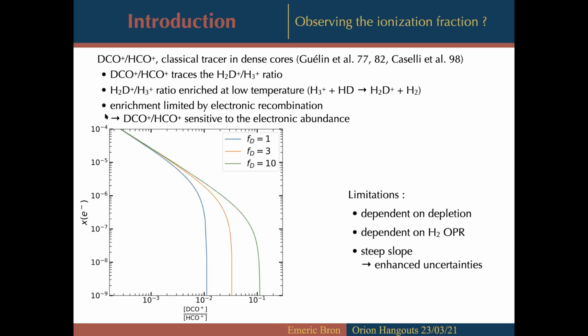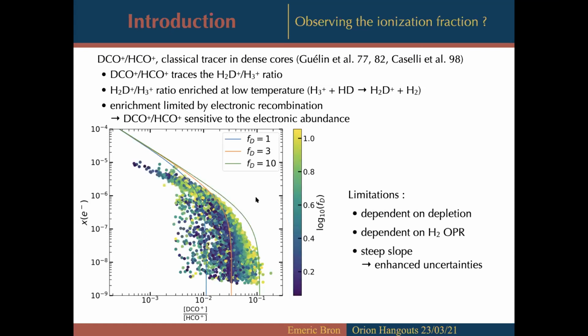So what I show here is the expected relationship proposed by Caselli et al. in 98 of the ionization fraction versus this DCO+ over HCO+ ratio. We see already that one limitation is that it's dependent on the depletion in the gas. If I overplot here some more recent astrochemical models, of course the chemical rates have changed a bit, but qualitatively the situation is still the same. We see that actually the main origin of the large scatter that we have here comes not from the depletion factor, but actually from the H2 ortho-to-para ratio, which is itself a very difficult parameter to estimate observationally.